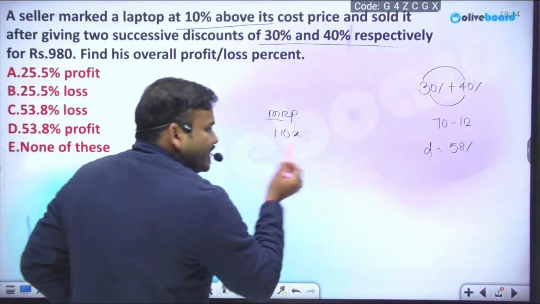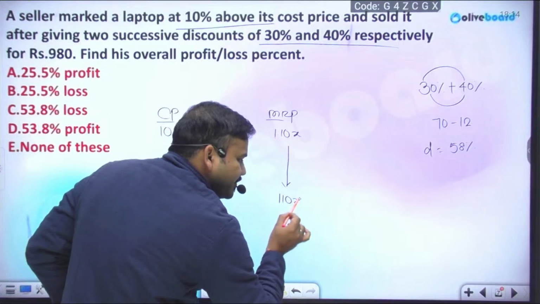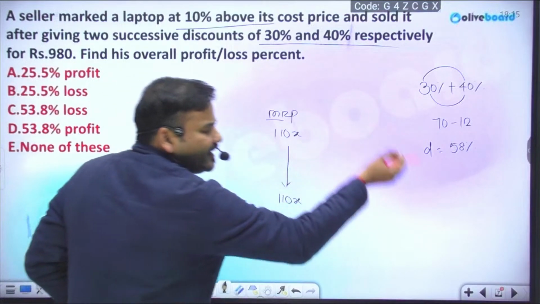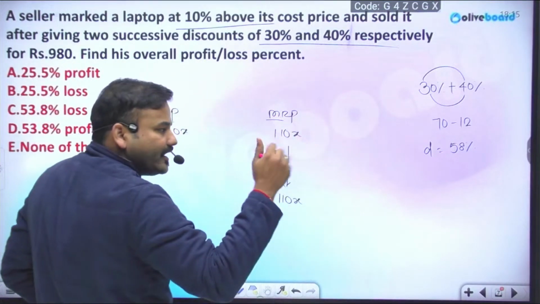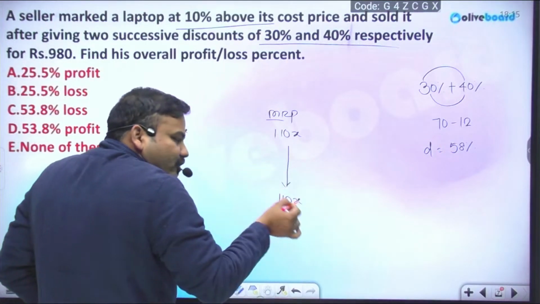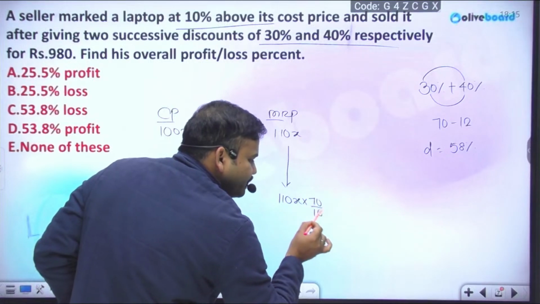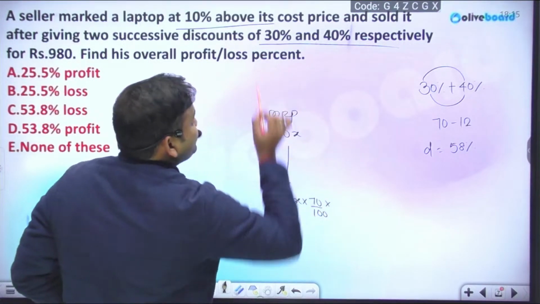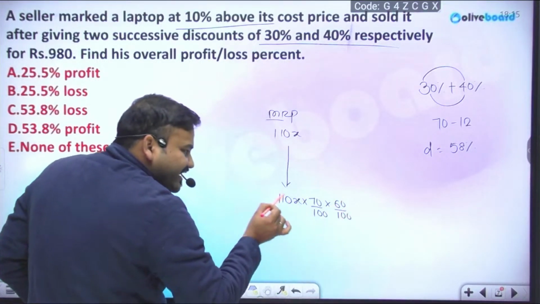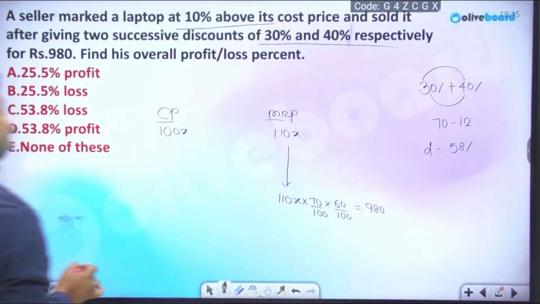Fine. So either you give a single discount of 58%, or you can solve it like this. This is the MRP of the article. The discounts were 30% and 40%. You have two alternate methods. Either 58% is the discount, which means directly write 42% of this, or the first discount is 30%, that means it's sold at 70%. The second discount is 40%, that means it's sold at 60%. Even this is 42%. And this represents the selling price, which is equivalent to 980.